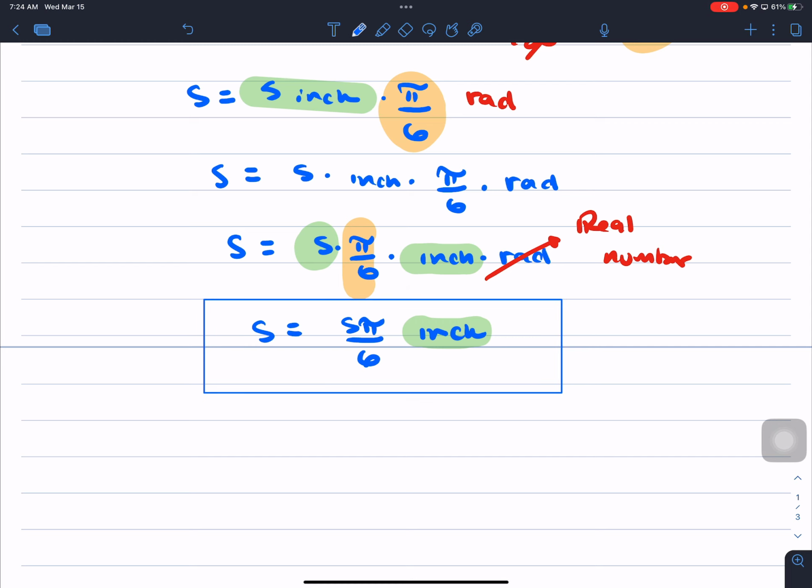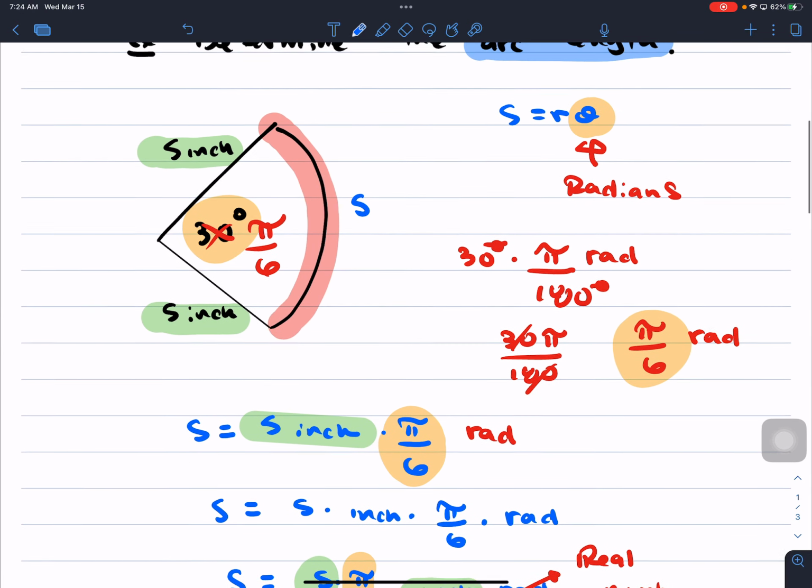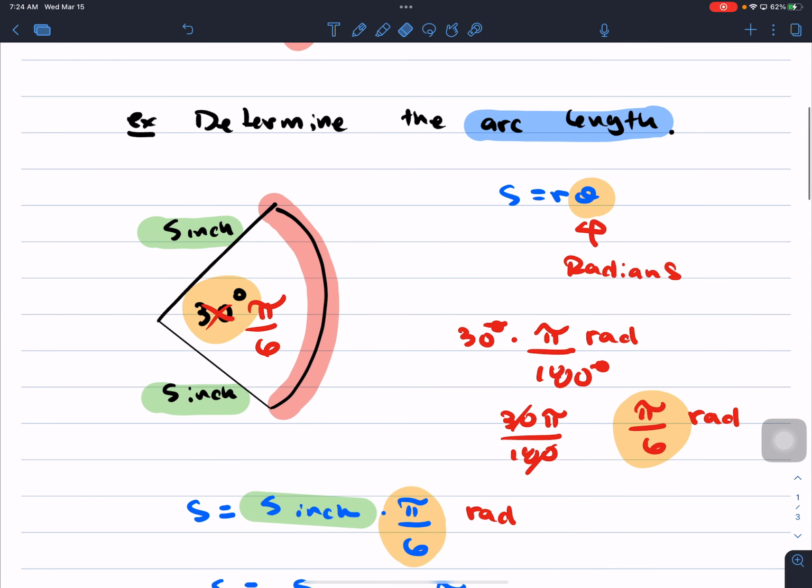And there you go. So that's the arc length, ladies and gentlemen. 5 pi over 6. So what I'm going to say here is this. This measures 5 pi over 6. Let me put it in blue.